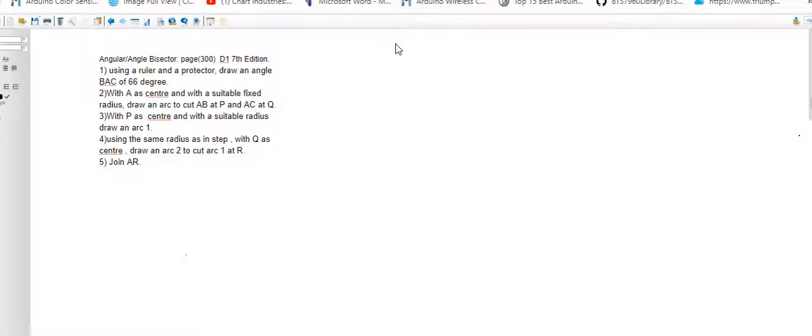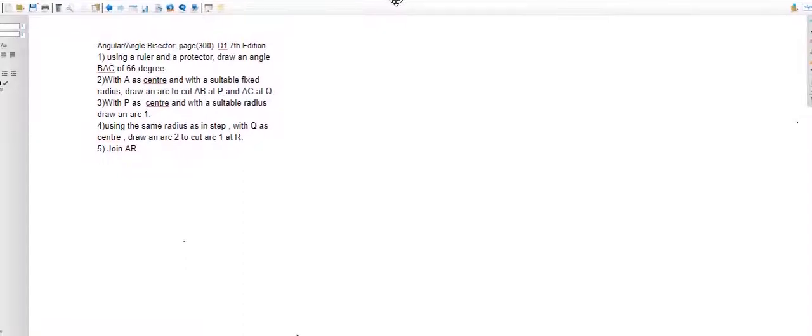Okay guys, so in today's class we will be working on angular bisectors. Now angular bisectors and perpendicular bisectors are the two basic fundamentals that you need to have in your mind and practice very well when you are working on geometry. The example I'm discussing right now is already discussed at page number 300 of book 1 D1 7th edition, and this is basically word example 2.